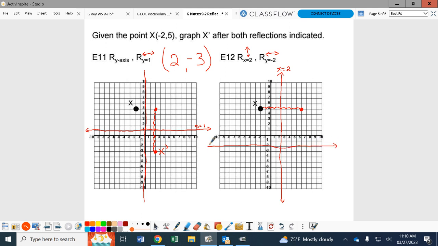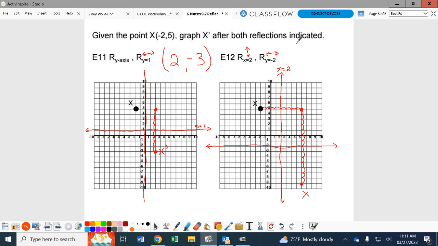How many blocks away from that line is our current point? How many? 7? 1, 2, 3, 4, 5, 6. Yes, 7. Perfect. So we got to go 7 below there. 1, 2, 3, 4, 5, 6, 7. Okay, there's my new point.